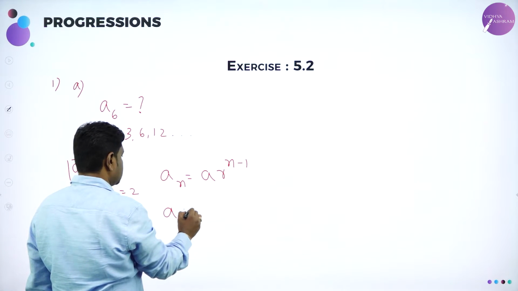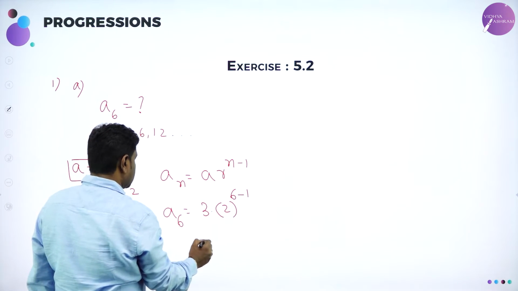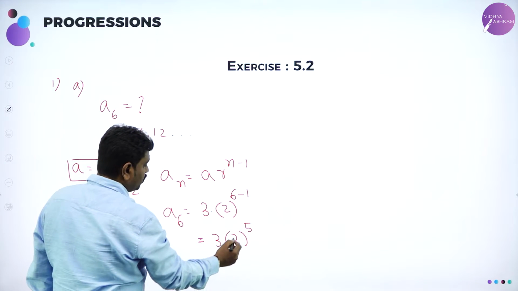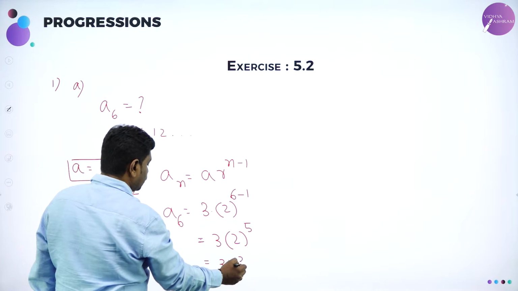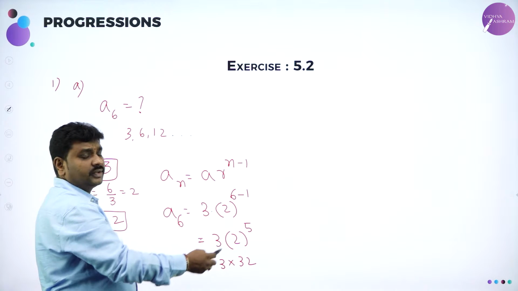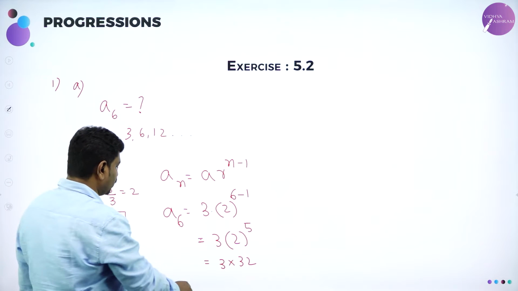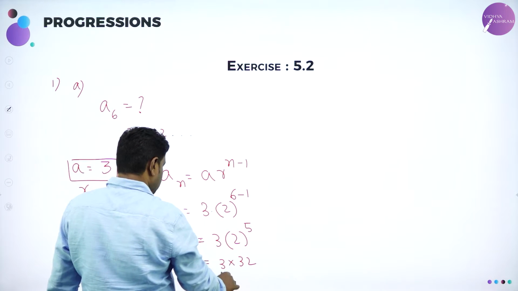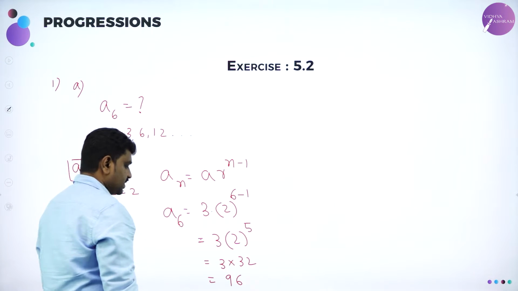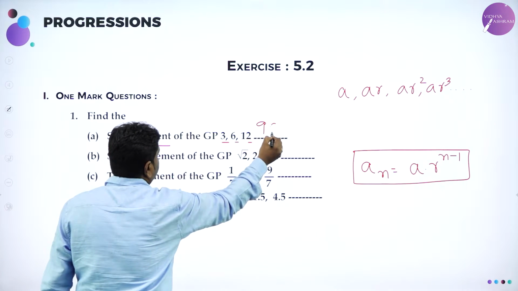So A6 is A, that is 3, into R, 2 power 6 minus 1. That is 3 into 2 power 5. 2 power 5 is 32. Multiply 2 five times: 2 twos are 4, 2 fours are 8, 2 eights are 16, 2 sixteens are 32. So 32 into 3. 3 twos are 6, 3 threes are 9. So we get 96. So for the first question, we get 96.